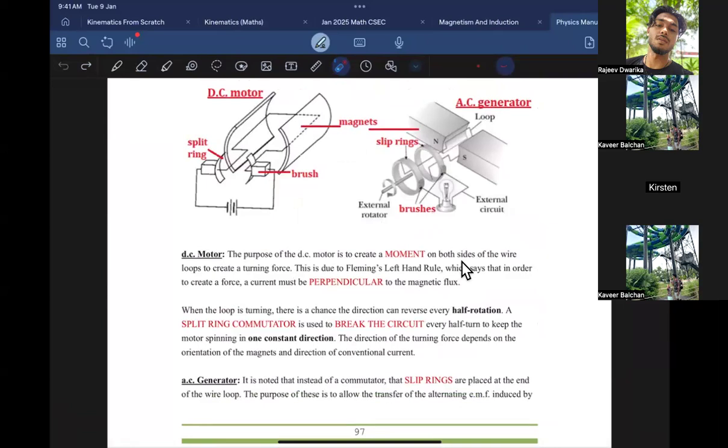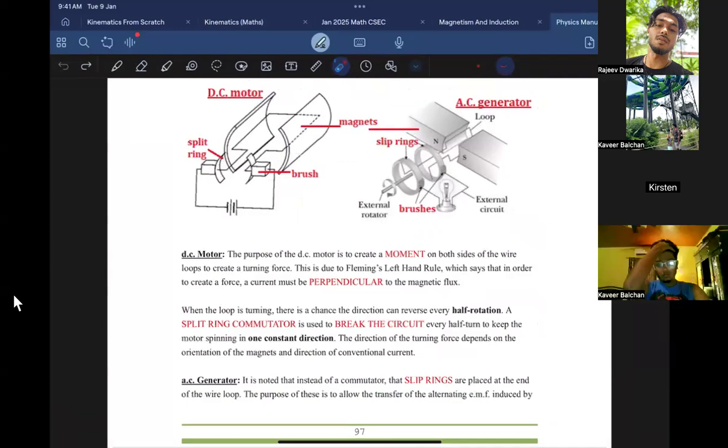The purpose of the DC motor is to create a moment on both sides of the wire, which creates a turning force. This is due to Fleming's left-hand rule, which says that in order to create a force, a current must be perpendicular to the magnetic field. When the loop is turning, there is a chance the direction can be reversed every half revolution. A split-ring commutator is used to break the circuit every half turn to keep the motor spinning in one constant direction. The direction of the turning force depends on the orientation of the magnets and direction of the conventional current.